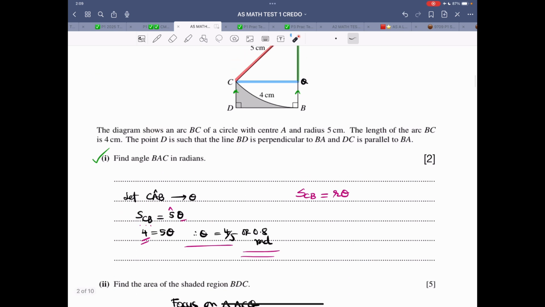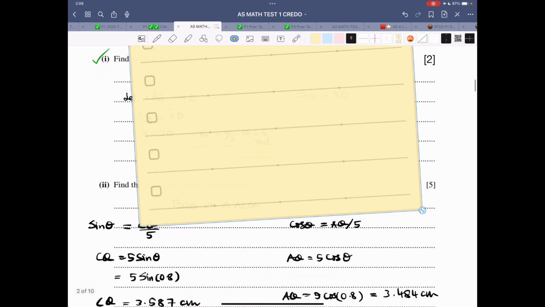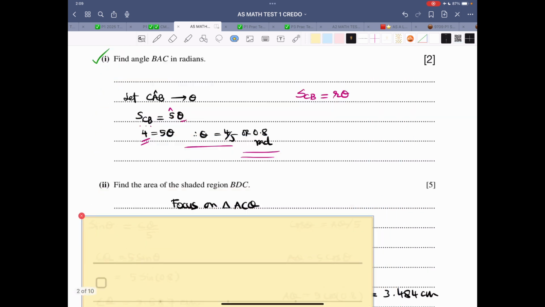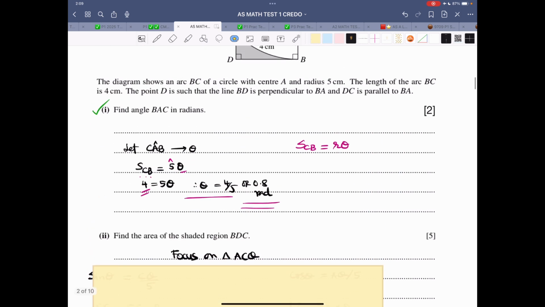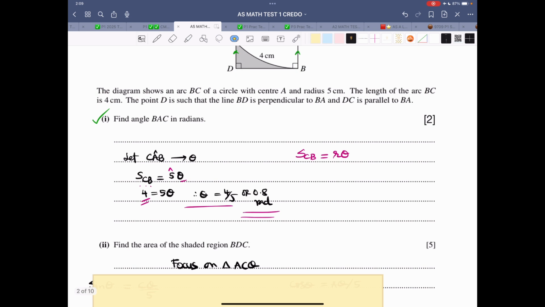So now let me grab some sticky notes and let me just place it over here so that you can just focus on that particular question and then you can look at the solution later on.